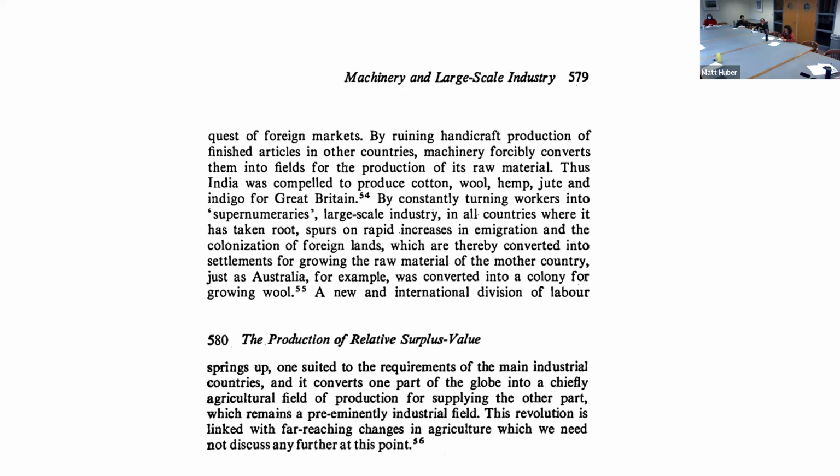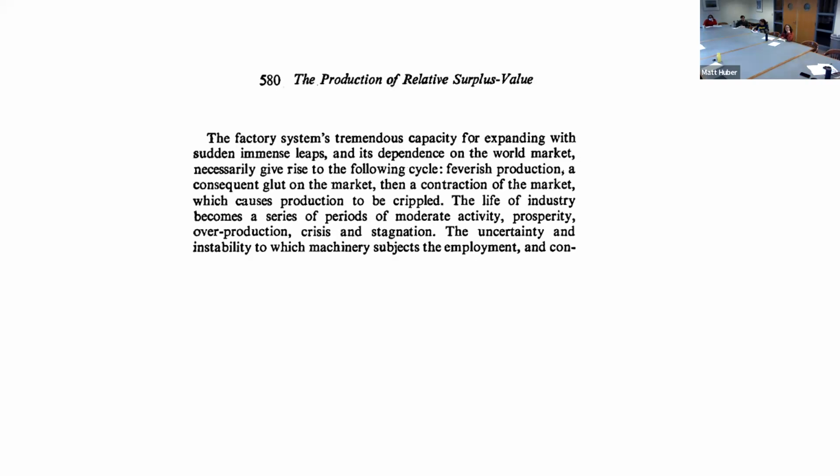So again, this chapter is just throwing this out there. And by the way, this creates a new kind of world market situation where industrial machine production is at the core, and it extends its tentacles out into the world and exploits much of the world. And so the factory system's tremendous capacity for expanding with sudden immense leaps and dependence on the world market necessarily gives rise to this cycle. Feverish production, a glut on the market, contraction of the market, which causes production to be crippled.